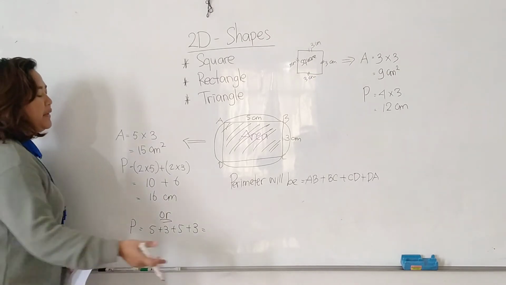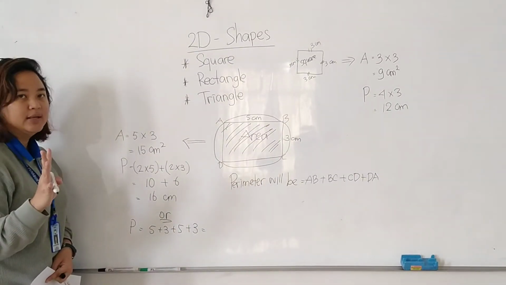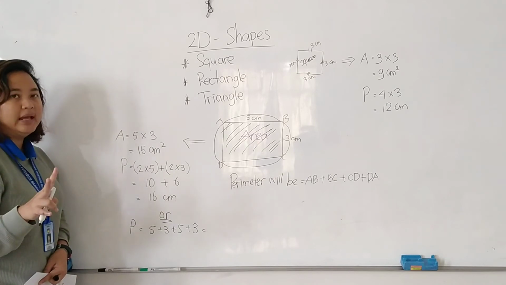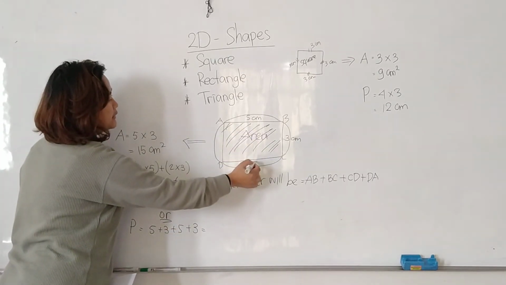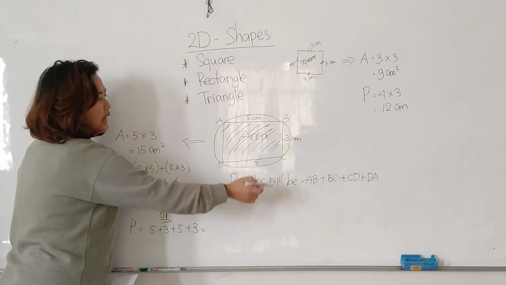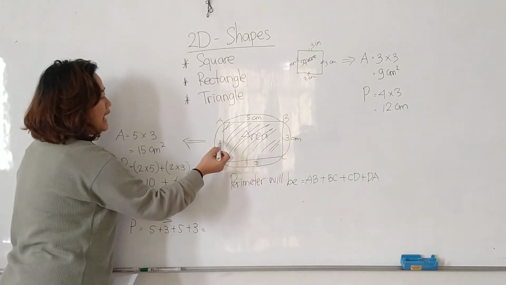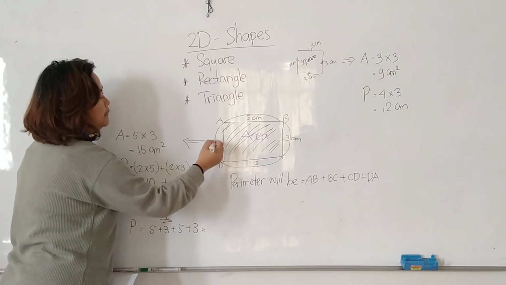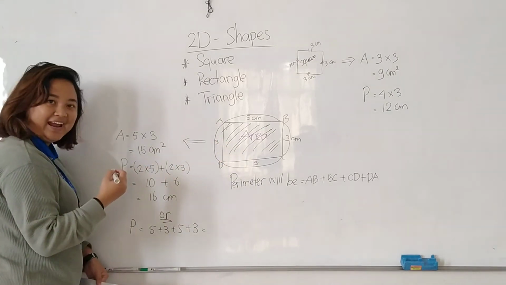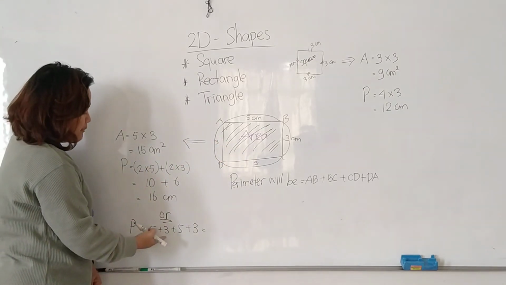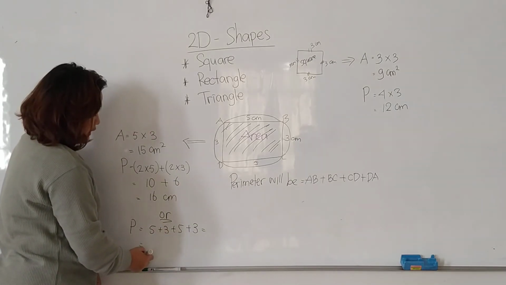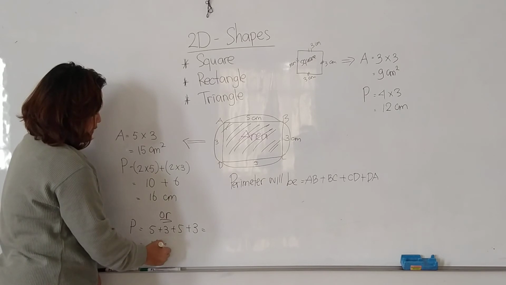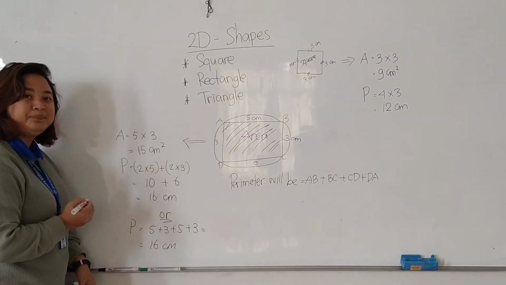Why do we write 5 two times and 3 two times? As we know, a rectangle has 4 sides, of which 2 have the same length. For example, if this one is 5, then the other side will be 5 also. If we have 3 here, the other side of the line will be 3 also. That's why we have 5 add 3 add 5 add 3, 2 times all. So it equals 16 centimeters also.